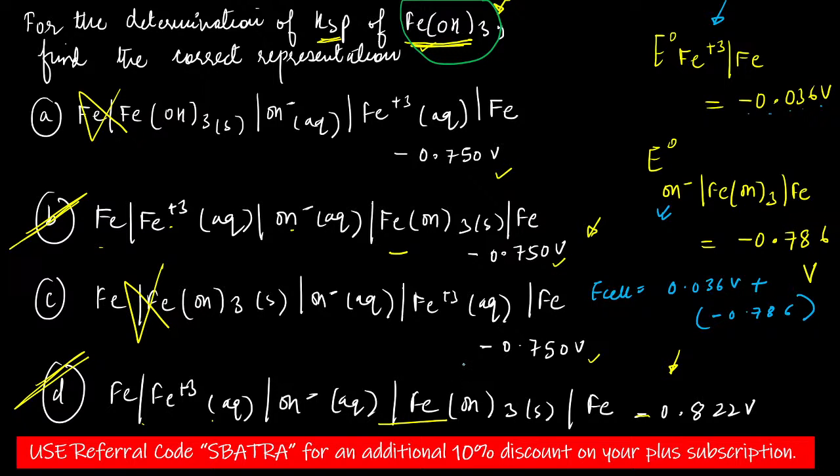Okay, we have to use this value, minus 0.786 volts. Now if we just find out the value, the answer is definitely minus 0.750 volts. Just verify this value, definitely you'll be getting minus 0.750 volts. So the correct answer is option number B.